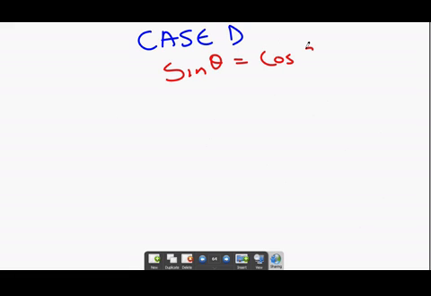Now let's look at case D. Now case D is a bit more complicated. Case D is when you have got sine on one side and cos on the other side, and they don't have coefficients. So I like this one because you can virtually do it without using a calculator. So they say sine 2 theta is equal to cos of 30 plus theta.